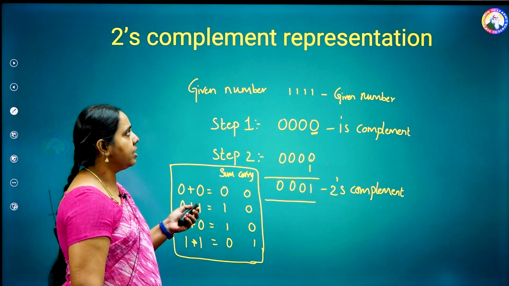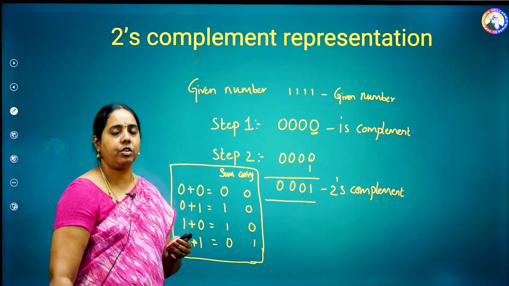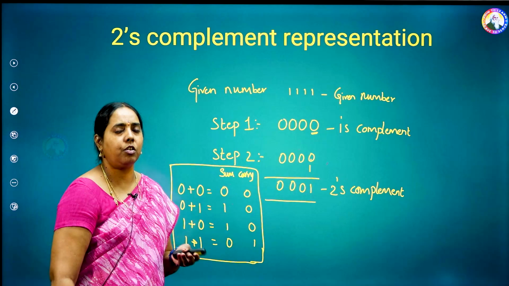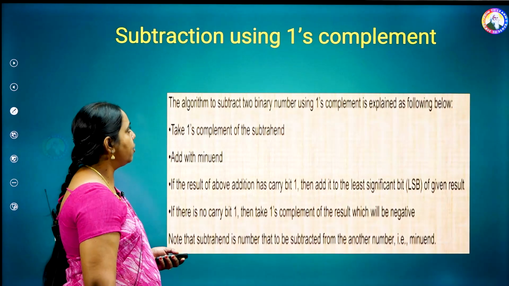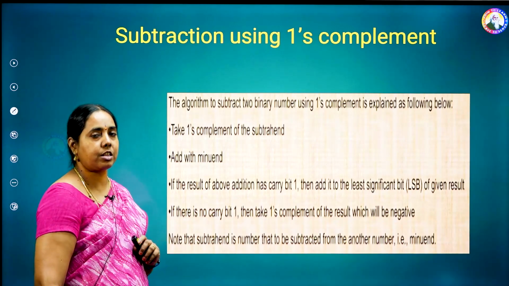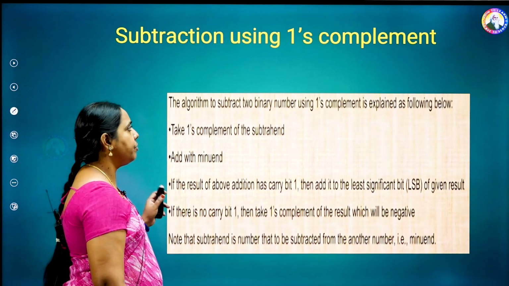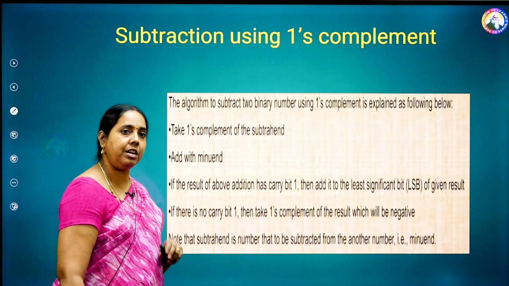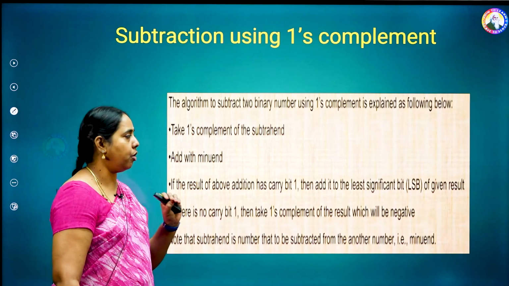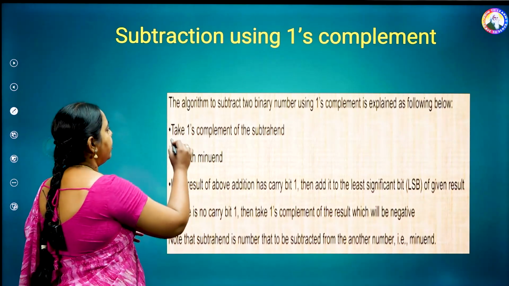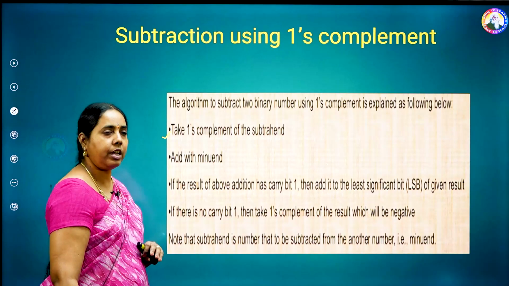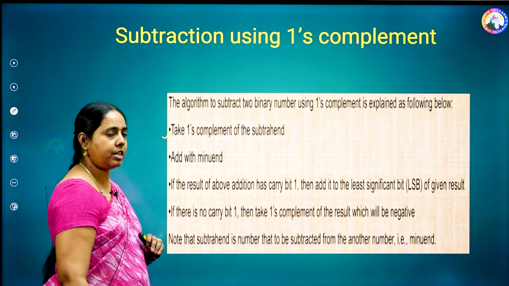So these are the first primary things that we need to learn: what is 1's complement, how to get the 1's complement, and how to get the 2's complement. Now let's go through the procedure for subtraction using 1's complement. In order to perform subtraction using 1's complement in binary numbers, we need to follow some rules. First of all, we need to take the 1's complement of the subtrahend.